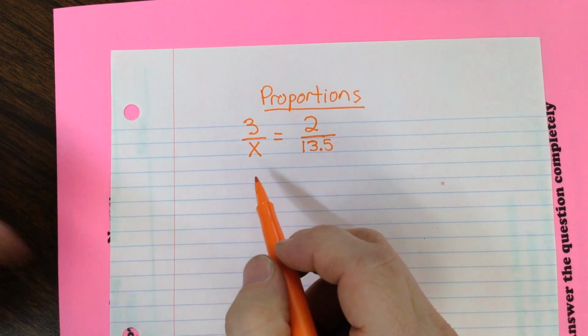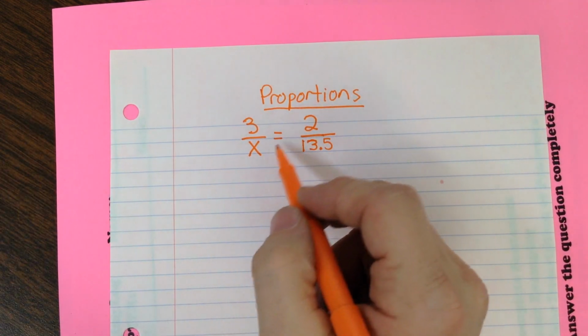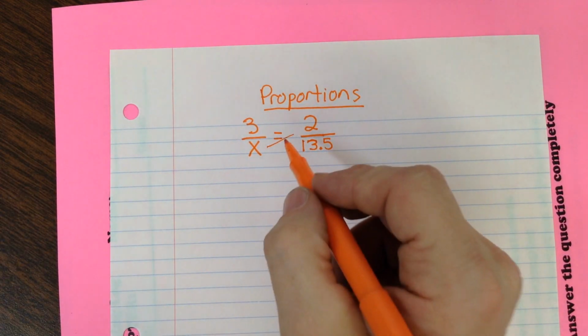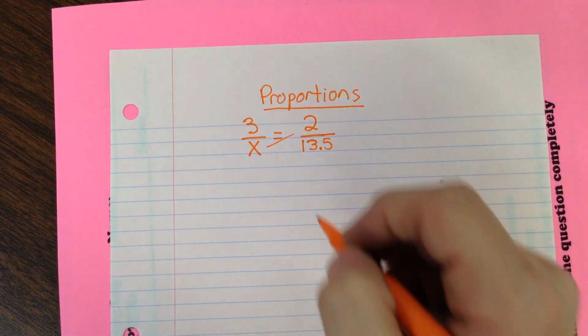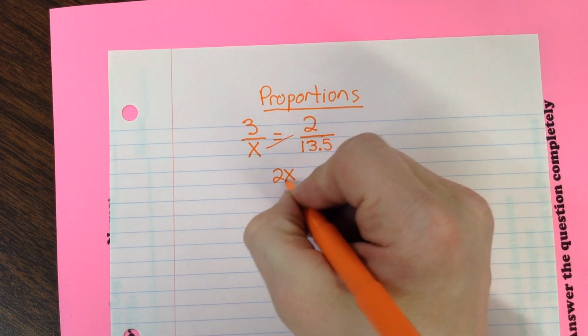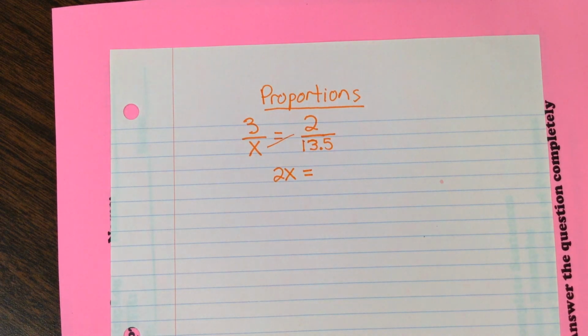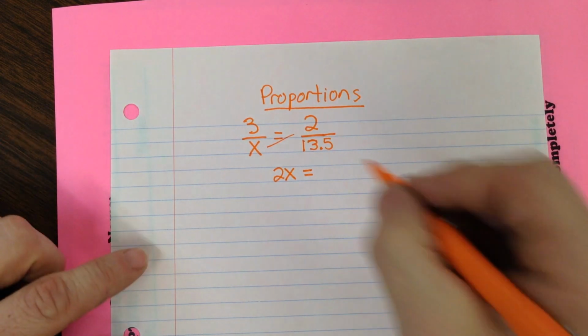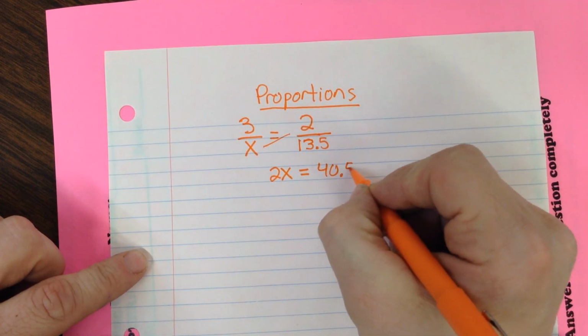You're literally going to multiply 2 times x diagonally like that. And you only do this when it's equal in the middle. 2 times x is 2x. Then you write the equal sign, and then what you're going to do is multiply 13.5 times 3, and you're going to get 40.5.